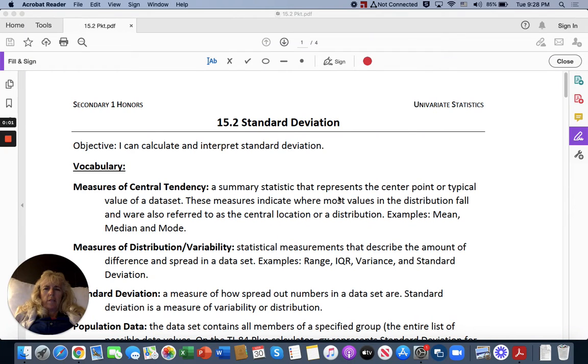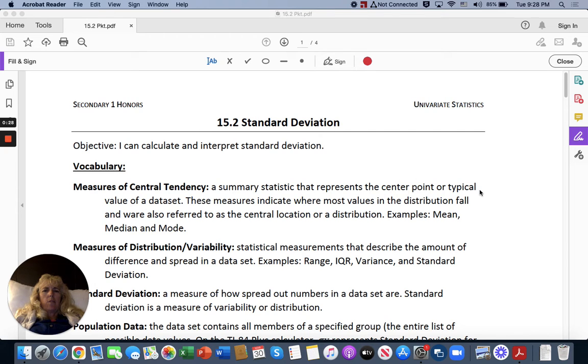Hello students, today we are going to be going over 15.2, Standard Deviation. Our objective is I can calculate and interpret standard deviation. There's a lot of vocabulary that goes on in here and I will try to explain it as best I can, but some of these I think you're just not going to get until we actually start going through the whole unit. So first we'll start with measures of central tendency.